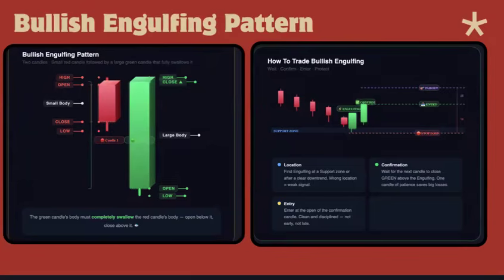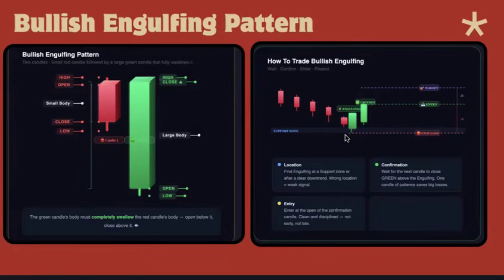Not just any green candle. This candle opens below the red candle low, closes above its high. It completely swallows the previous candle, the body and all. That's engulfing. The buyers didn't just show up, they showed up with force and completely engulfed the sellers in a single candle. How to trade it?